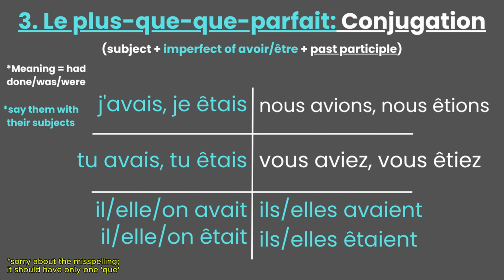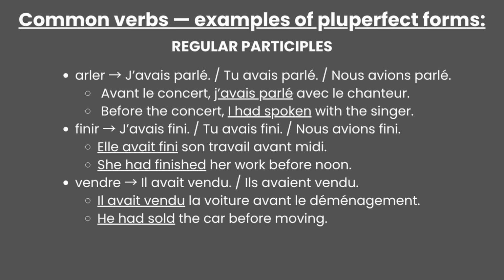After learning the system, we can have examples with regular participles, along with some conjugations. Avant le concert, j'avais parlé avec le chanteur. Il avait fini son travail avant midi. Il avait vendu la voiture avant le déménagement.